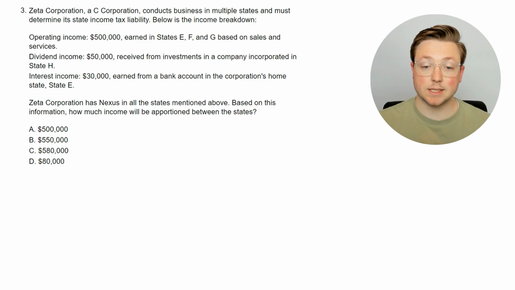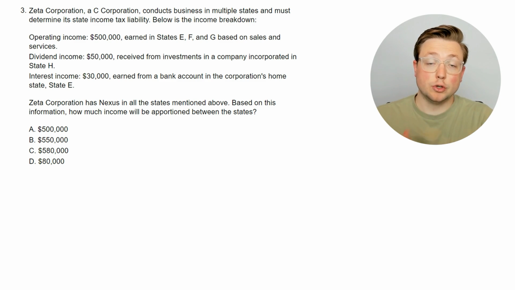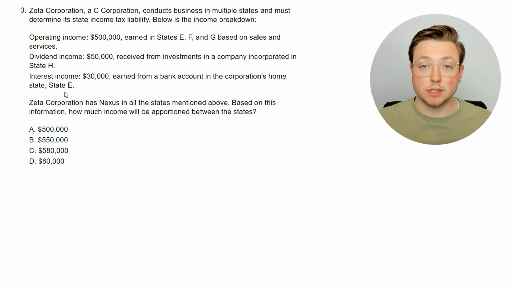So SETA Corporation has Nexus in all 3 states mentioned above. Based on this information, how much income will be apportioned between the states? So it's not asking how much will be apportioned to each state. It's asking what of all this income will be the income that's apportioned to each state. So let's go ahead and look at the answer to figure it out.